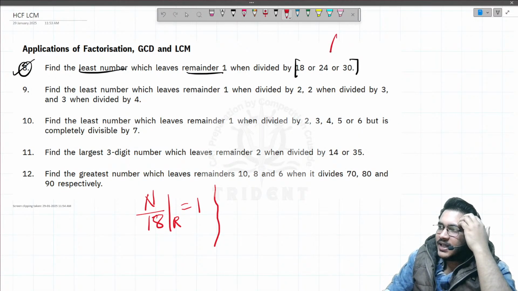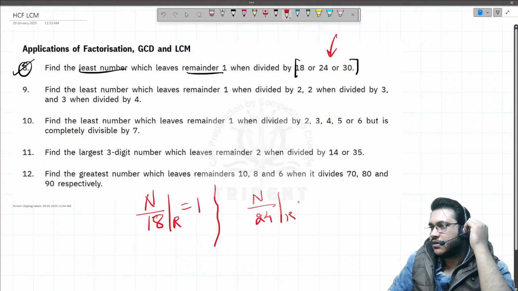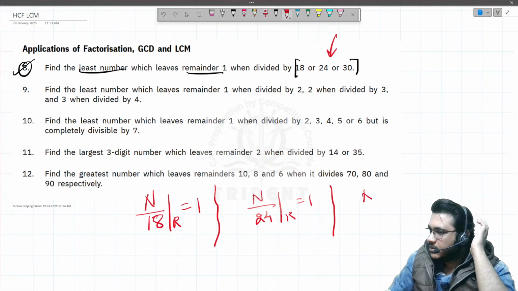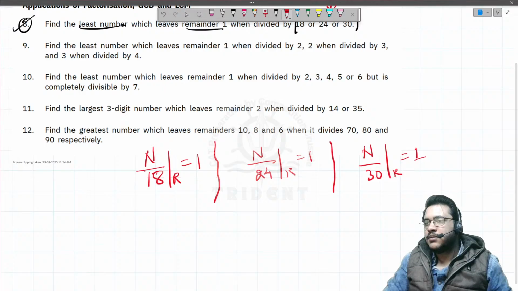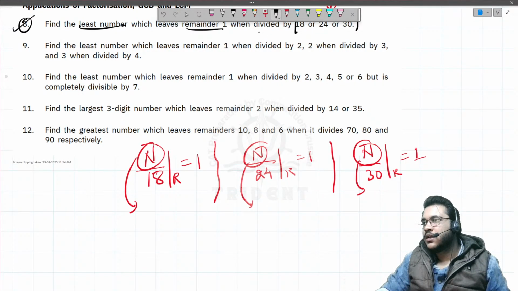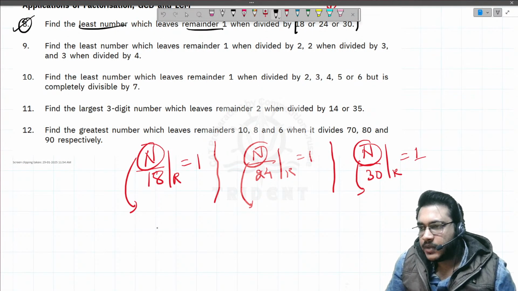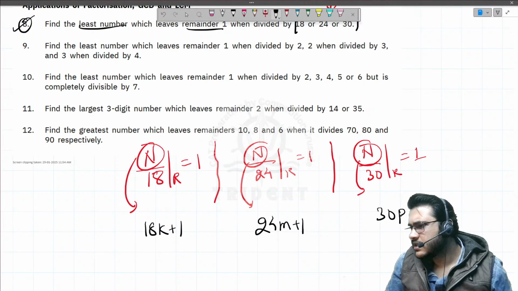So the three numbers, but I still will have to explain it because it's a stream, so I'll just take my good time. The same number when gets divided by 24 should leave a remainder of 1, and similarly the same number when gets divided by 30 should leave a remainder of 1, right? Interesting. Now, this number n is very much the same number n. And the representation of this n for the first part could be something like 18k plus 1, second one could be 24m plus 1, and 30, let's say p plus 1.